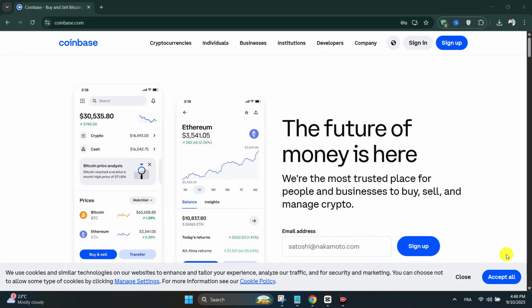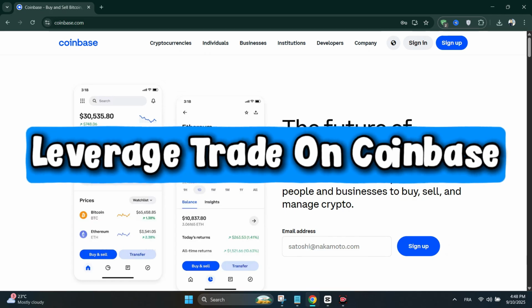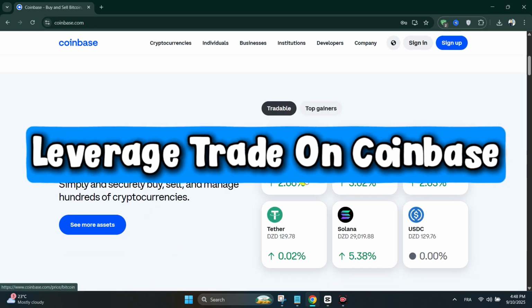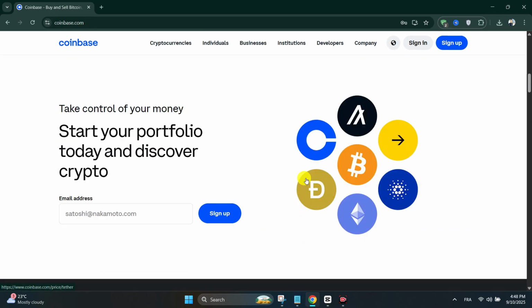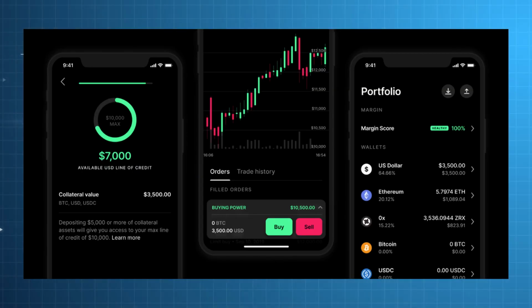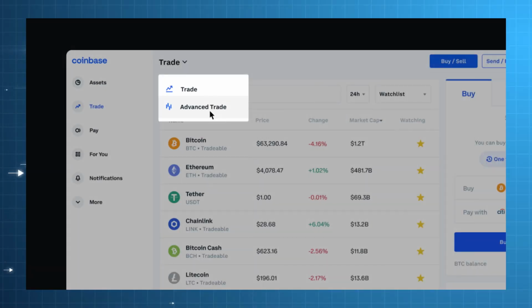Today we're going to see how to leverage trade on Coinbase. Firstly, go to Coinbase Advanced, and margin or leverage trading is only available in specific jurisdictions to eligible users. Sign into your Coinbase account, then navigate to Advanced Trade in the menu. If eligible, you'll see margin trading options.